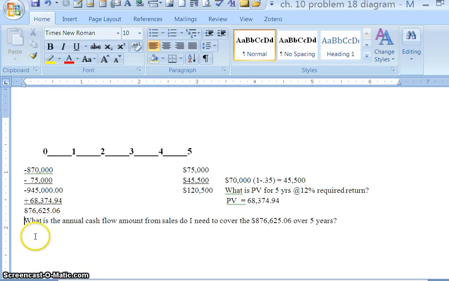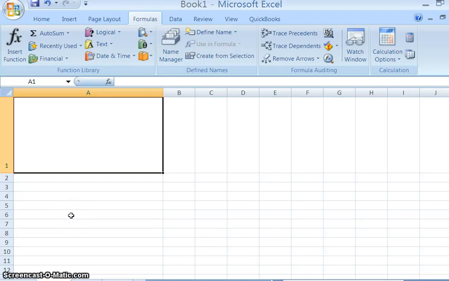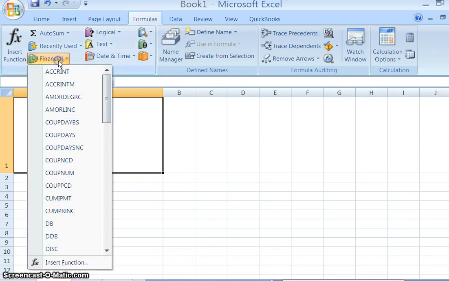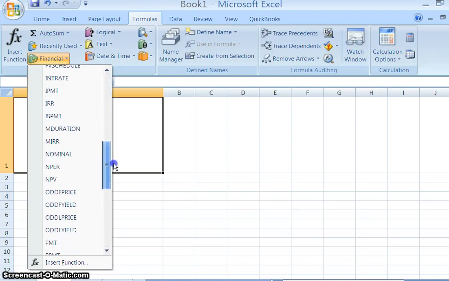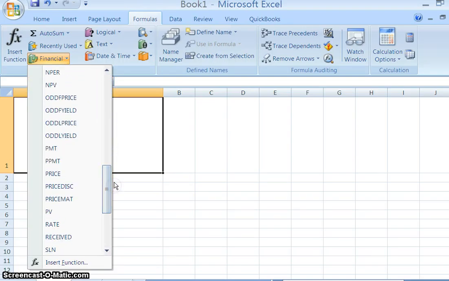So the question is, what is the annual cash flow amount from sales that I need to cover the $876,625.06 over 5 years? So what I'm trying to solve is, what's the annual sales payment amount that I need to cover the present value of those fixed costs. So what I'm going to do is use the payment function in Excel.